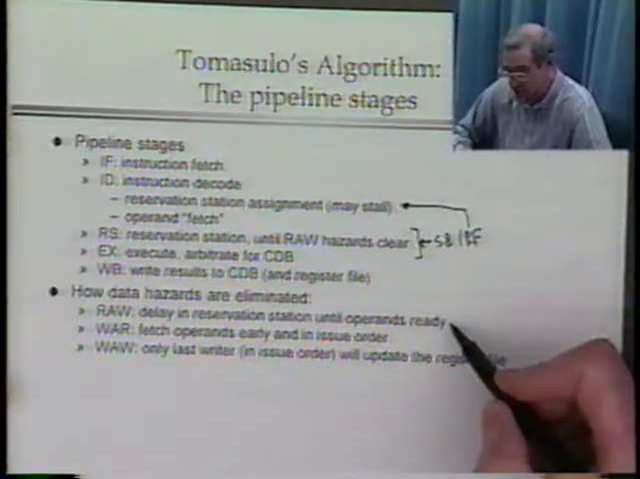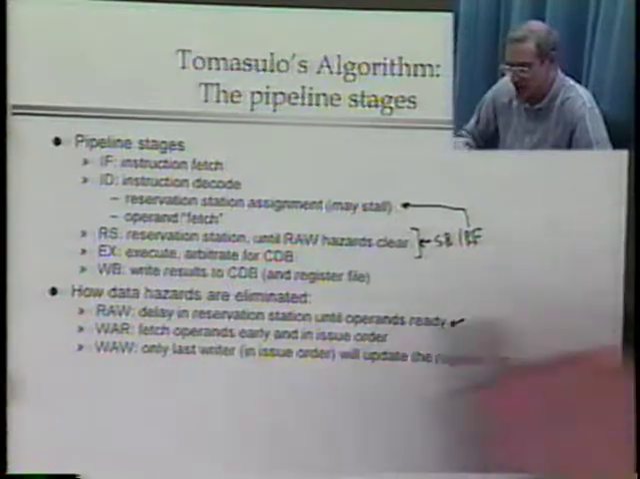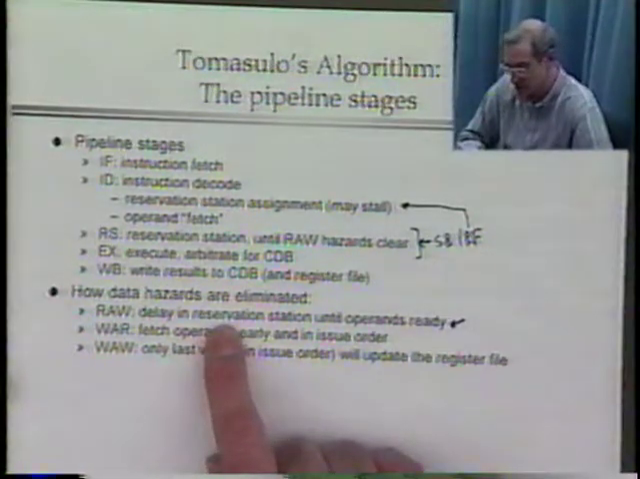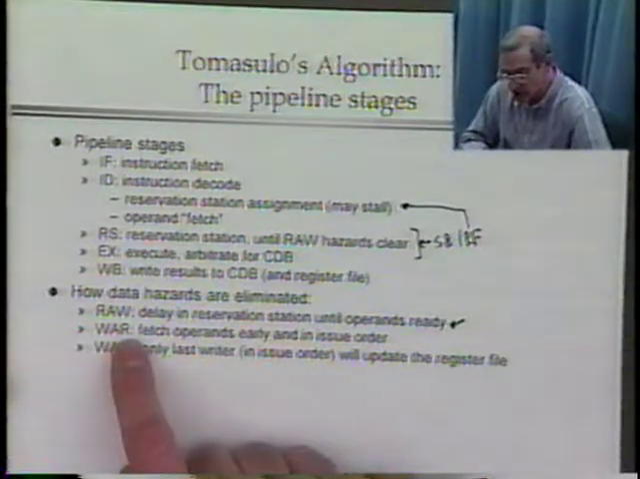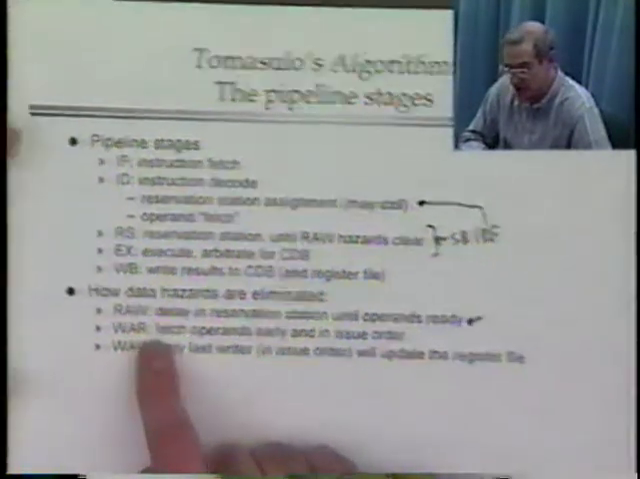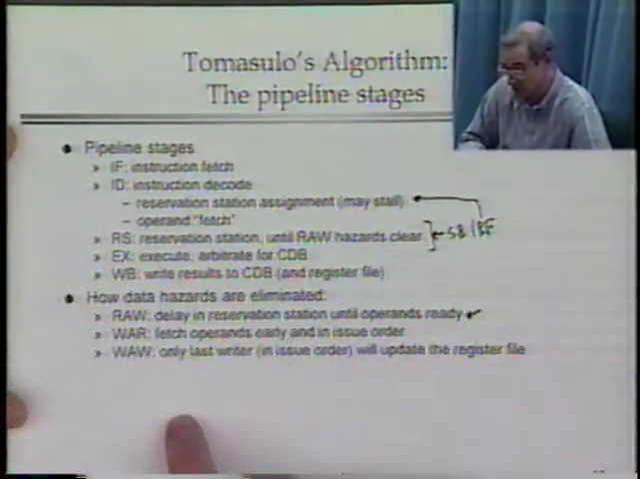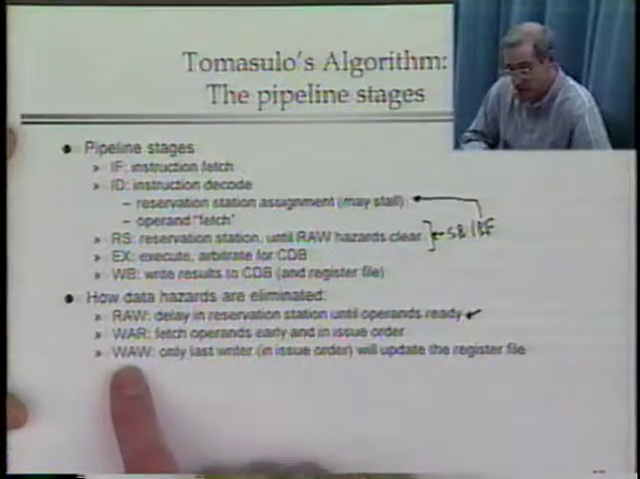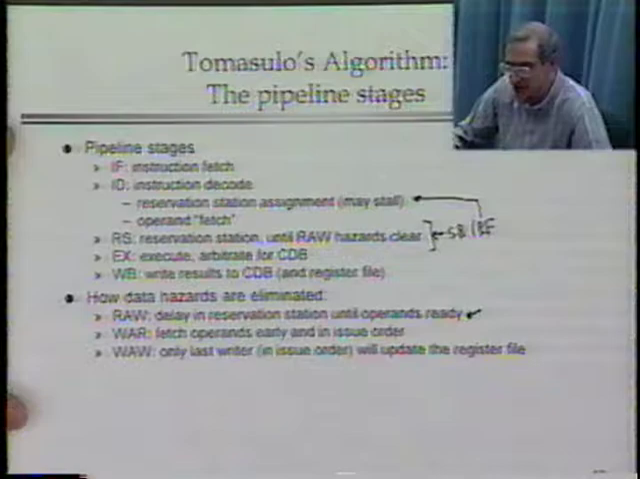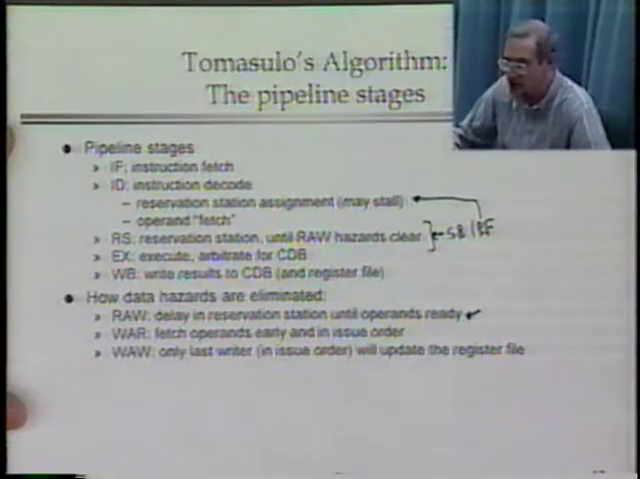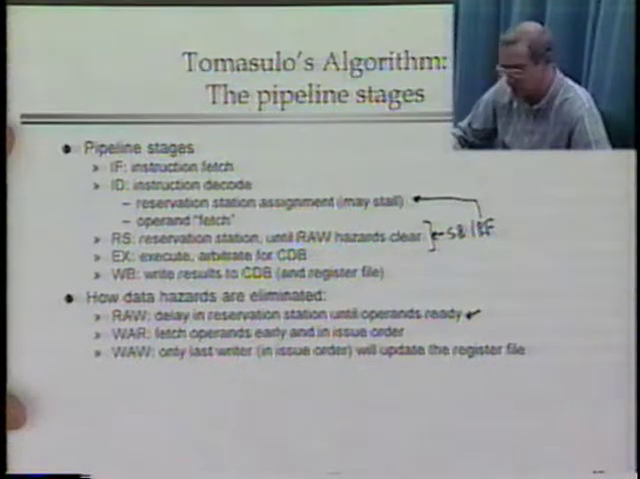So just to summarize, we eliminate, or rather we deal with, the read after write hazards by delaying in the reservation station until their operands are ready. We eliminate the write after read hazards by fetching the operands early and in the order in which the instructions are issued, like we did in the original DLX. And we eliminate write after write hazards by making sure that only the last instruction that's supposed to write to a register will actually update the register file. And we'll see how that works when we go through the details.